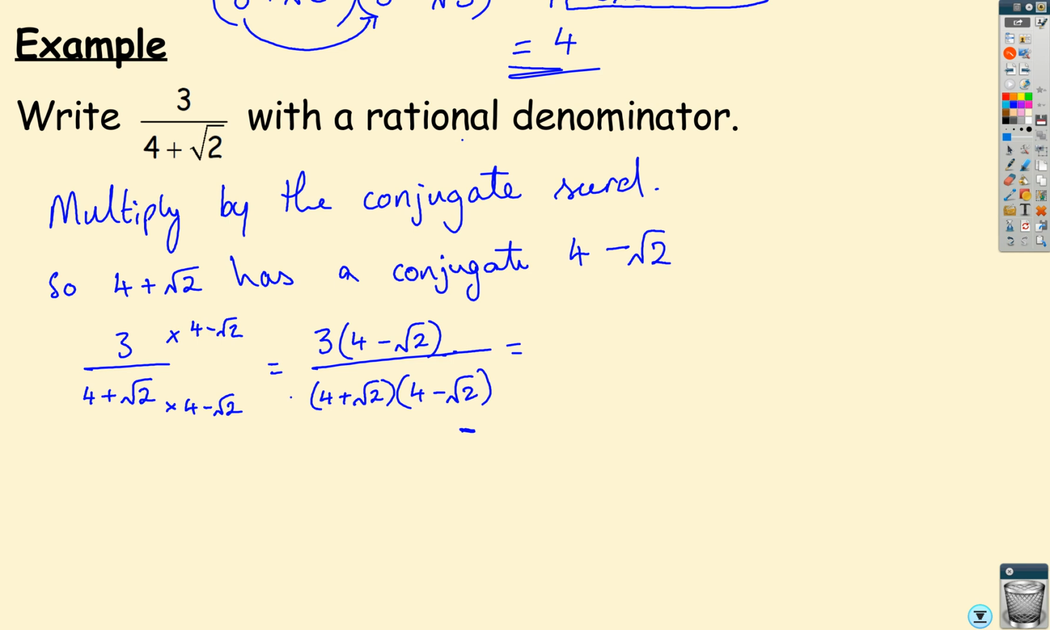Right, so deal with the top. Well, it's just a single bracket. 3 4s are 12. 3 times root 2 is 3 root 2 over.